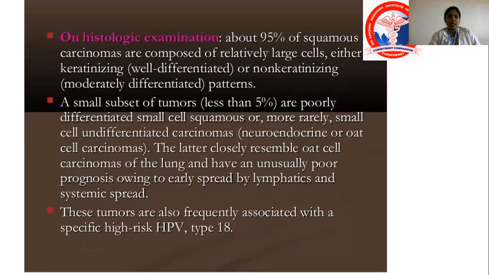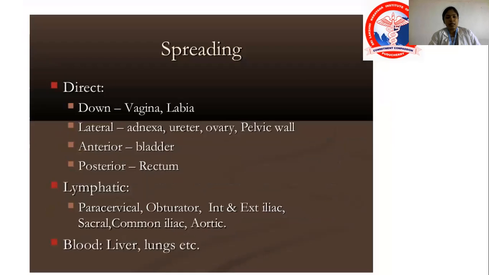On histopathological examination, you can see nests of squamous cells. It can be keratinizing and non-keratinizing. If it is keratinizing, you see keratin pearls, and if non-keratinizing, you don't see keratin pearls. The cells are very large with increased NC ratio, hyperchromatic pleomorphic nucleus, and abundant eosinophilic cytoplasm.